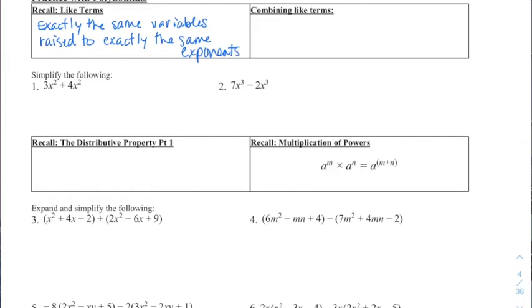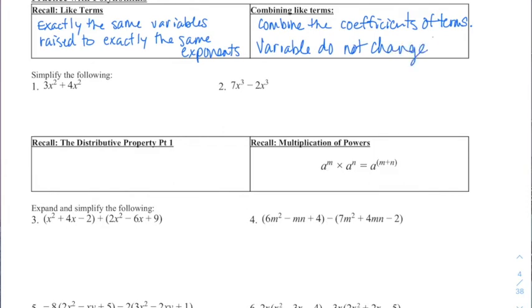Okay, and how do we combine like terms? So what we do with our like terms is to combine like terms, we would combine the coefficients of terms. Variables do not change. So that's a common mistake right there. So let's maybe put a star here.